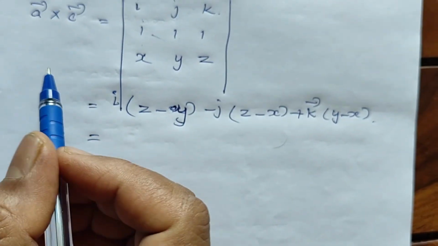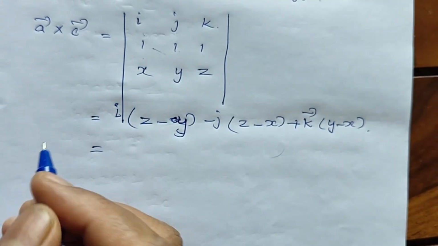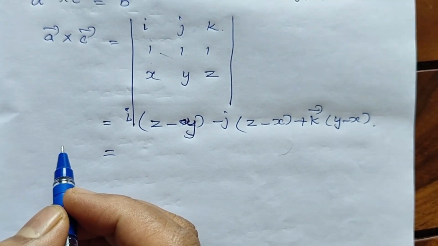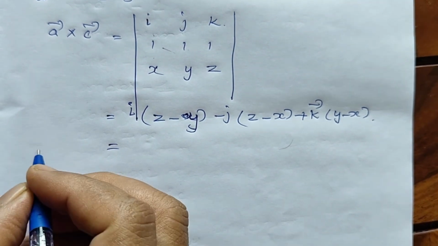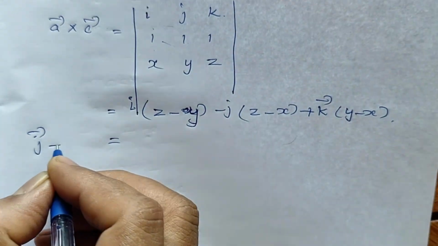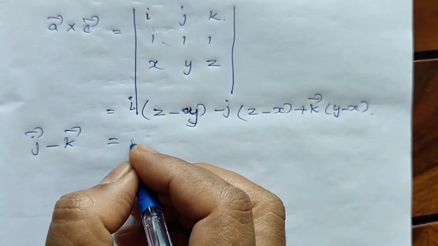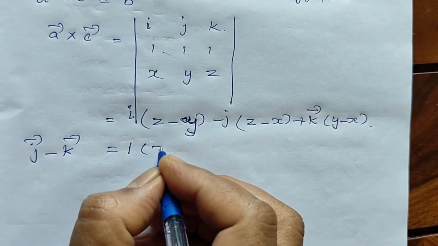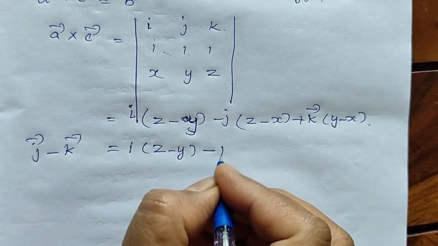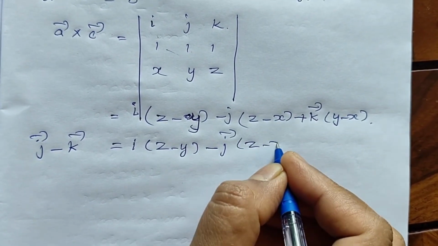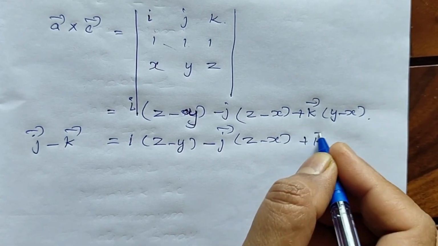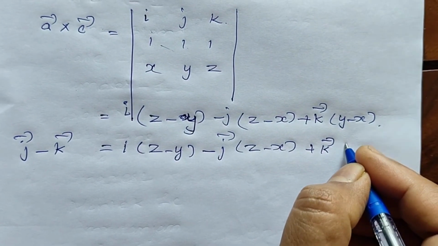Next, what is given? A vector cross C vector equals B vector. What is B vector? B vector is j vector minus k vector. So j vector minus k vector equals i into (z minus y), minus j vector (z minus x), plus k vector into (y minus x).